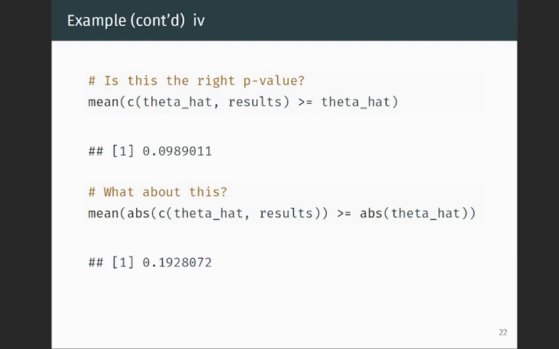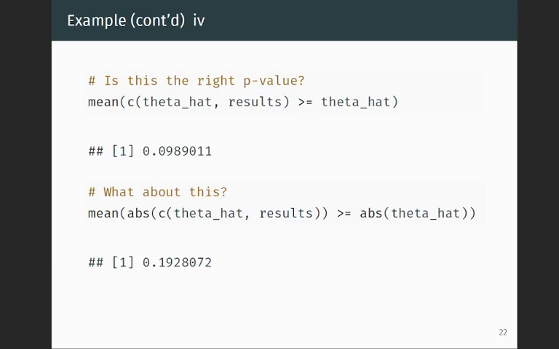And you can see here that I'm doing c of theta hat comma results. And this will make sure that we get this extra 1 that I was pointing out in the formula for the p-value. Because the first observation in that vector, theta hat, will of course be greater than or equal to theta hat. And now we have a vector of length k plus 1, and so you can check that the math actually works out if we take the sample mean this way. And so the one-sided p-value here is about 0.1, so 0.099.